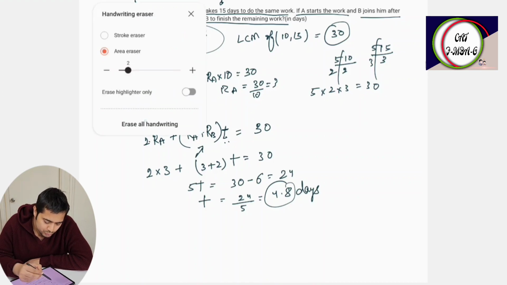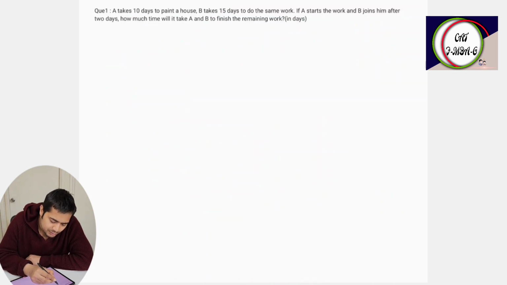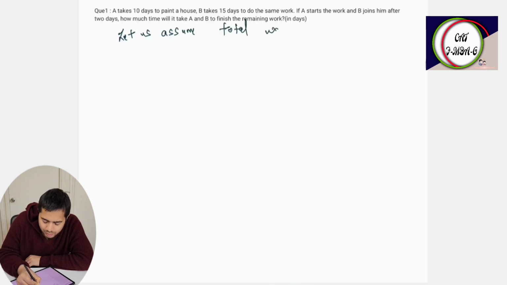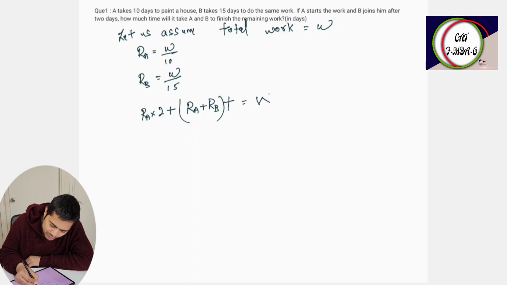There is another approach also, just to clear your concepts. Once you are confident with the concept, you can do the LCM method. Let us assume total work is equal to W. Rate of A is equal to W by 10. Rate of B is equal to W by 15. For 2 days A works, rate of A into 2. For remaining days, both A and B work. For T days, the whole work is completed.